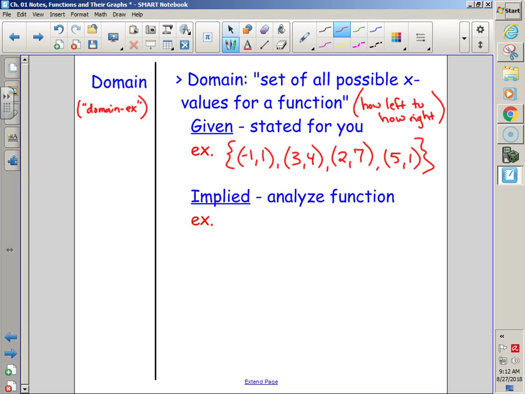Function, yes. Why? Passes the vertical line test since each and every x is paired with one and only one y, or no x is repeated with a different y. So yes, it is a function. Functions are fun. Just kidding. But what would the domain be?